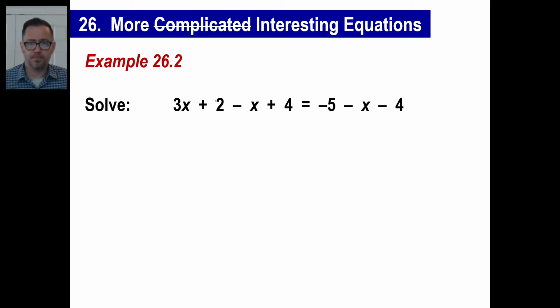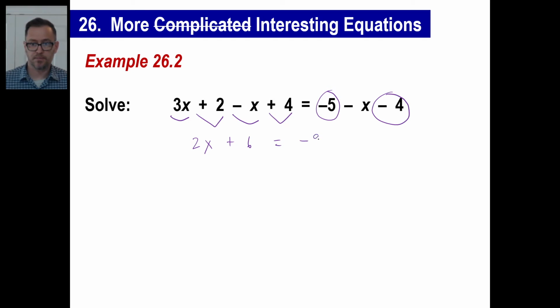Again, this is no big deal. All we're going to do is take the left side and combine the like terms and do exactly the same thing to the right side, right? So let's take this here, 3x and a -x. Well, that gives us 2x, right? And now we have a 2 and a 4, which gives us a 6. On the right side, we have a -5 and a -4. Well, that gives us a -9. And then we have a -x. Okay, now we're in business.